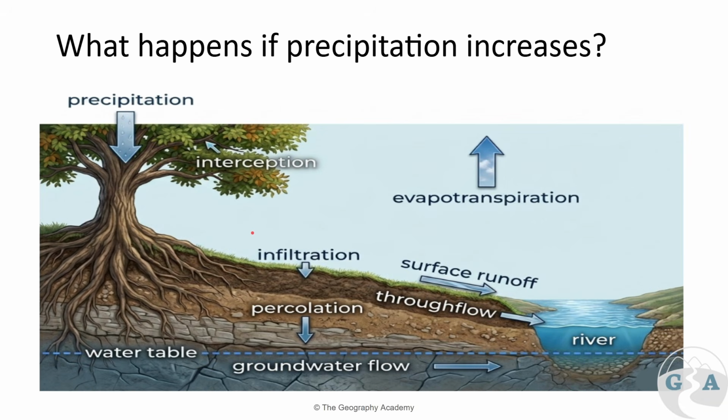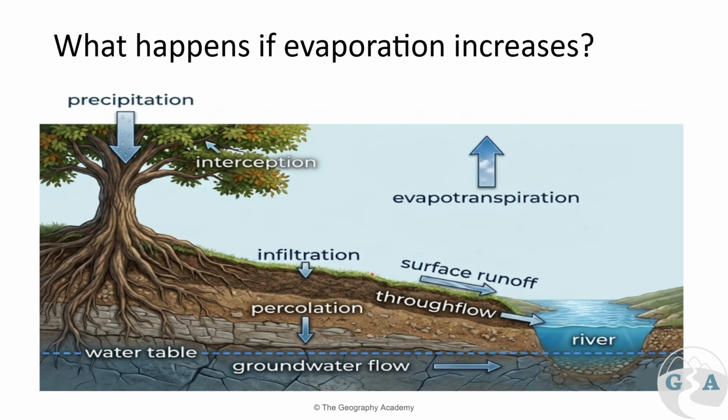So just stop for a second just to double check you're following this, everything seems okay. Just pause it and think to yourself, what happens if precipitation increases? Well, if the input increases, all of the other systems are going to see a potential increase. More intercepted storage, more infiltration, and with the precipitation increasing, then it might exceed that and cause more surface runoff, more throughflow preceding that, and then also groundwater flow increasing. So overall, the channel flow might increase too. Next, what happens if evaporation increases?